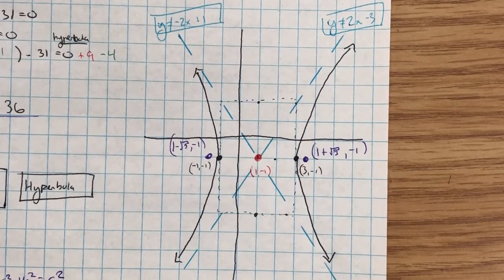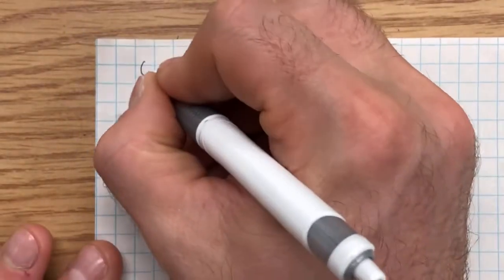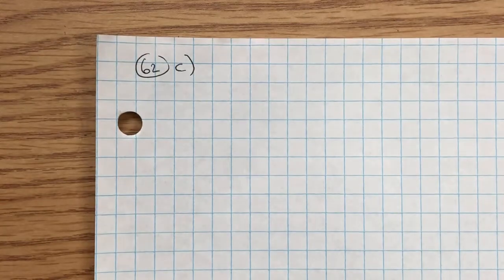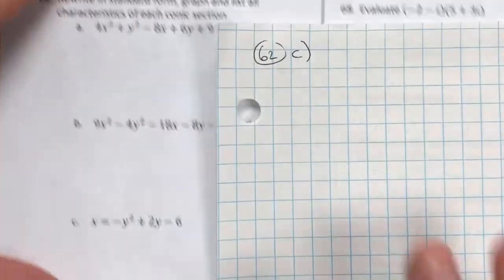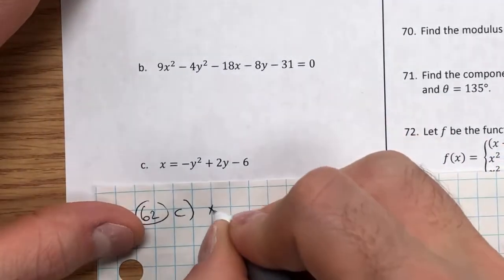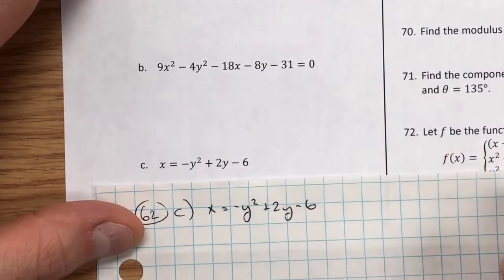Awesome. So that brings us to question 63, or 62C. Okay. And 62c is going to be x equals negative y squared plus 2y minus 6.